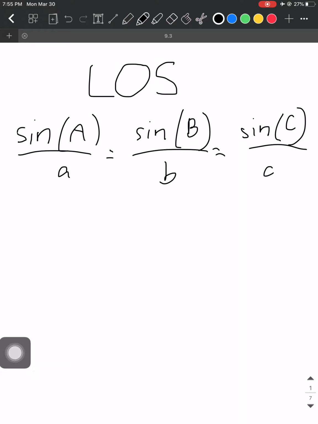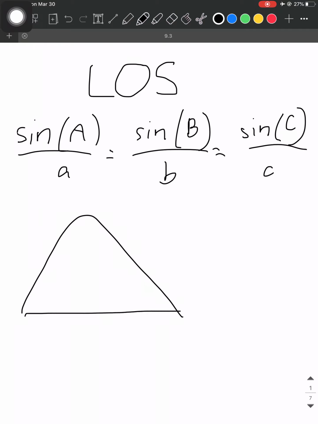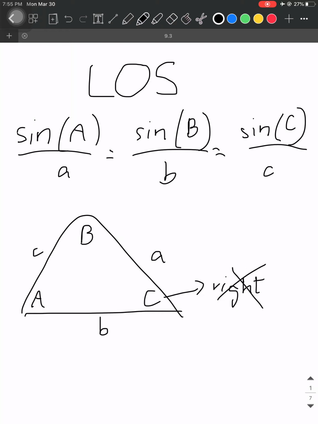Okay, so let me put this one out here. The triangle, a regular common triangle, doesn't have to be a right triangle at all. It will look like angle A here. Opposite to it, we have side a. Angle B here, opposite to it we have side b. Angle C here, and opposite to it we have side c. And this angle C doesn't have to be a right angle, because we're talking about an oblique triangle, which is any common regular triangle that you can have. It doesn't have to be a right triangle.